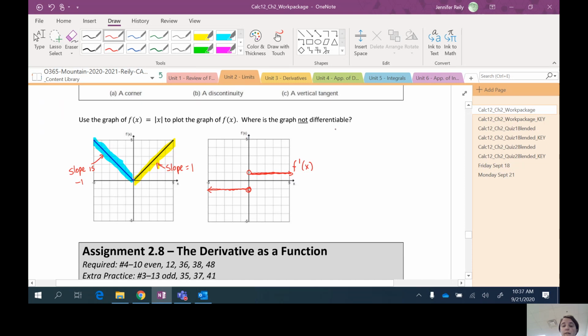And the question also asks, where is this graph not differentiable, meaning it does not have a derivative? It does not have a derivative at x equals 0. That's because it's a corner. And so notice that I put open circles here because the derivative is not defined. So I can't color in those circles. There's no slope at x equals 0. Okay, so that is it.